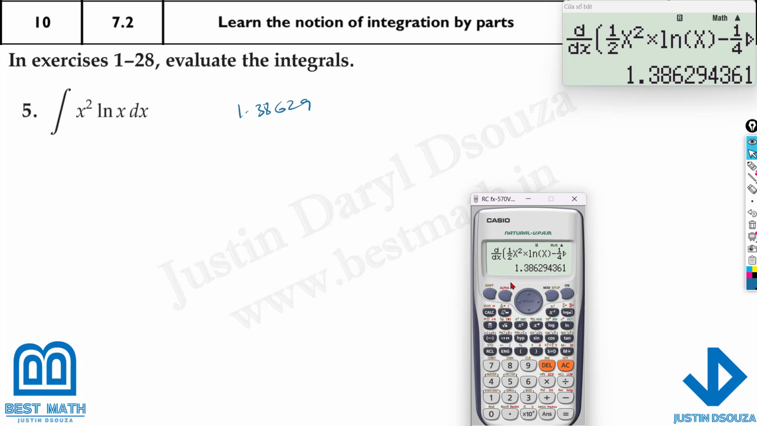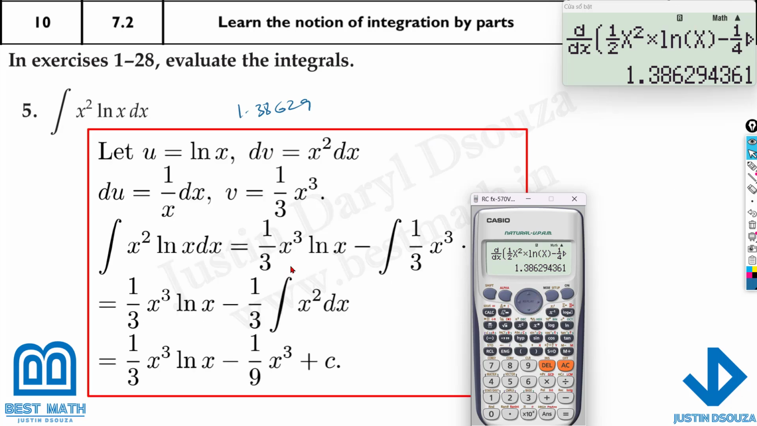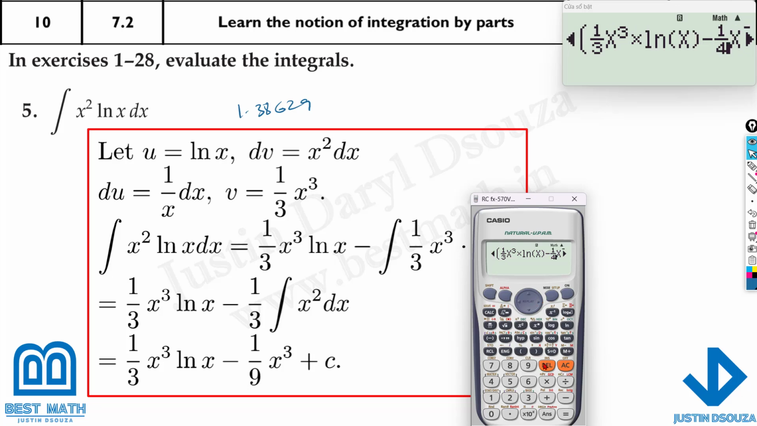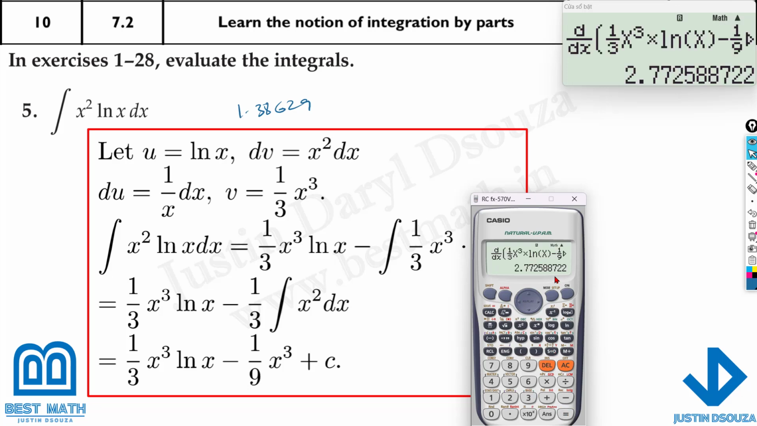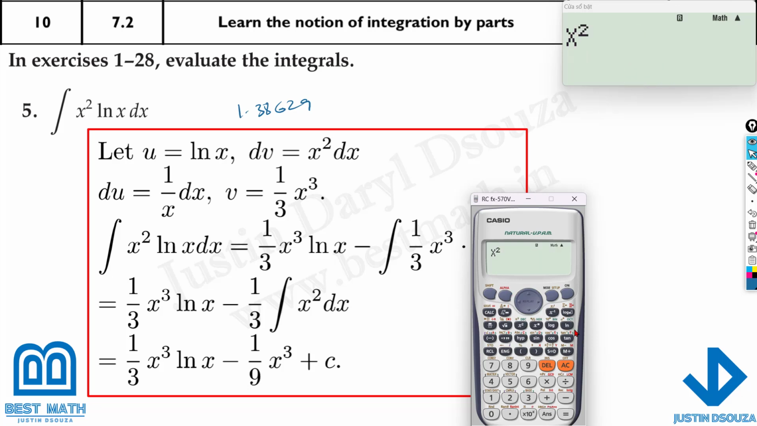You can see that. Now the same thing here as well. I'll first change the answer, because I know this is the correct answer. The question must match the answer. It's 1/3 x cubed natural logarithm x minus 1 by 9 x cubed here. So what is the answer I'm getting? It's 2.77. Now let me show you the answer. x squared natural logarithm x calculated at 2 will be 2.77.